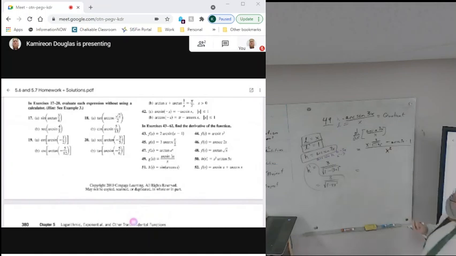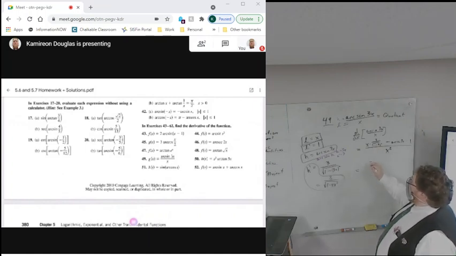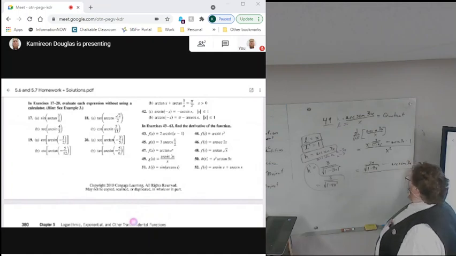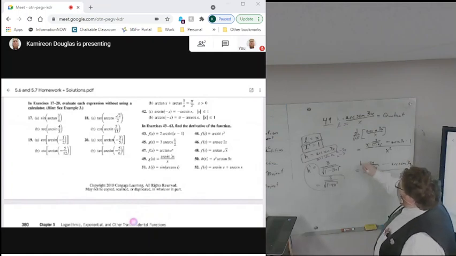For this problem, I would not simplify a lot. I'd combine these two together to get 3x over the square root of 1 minus 9x squared minus arc sine of 3x, all over x squared. But then I'm probably just going to stop.